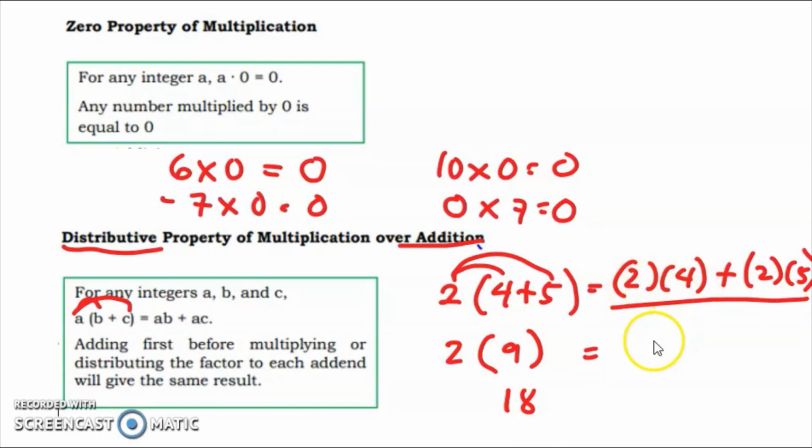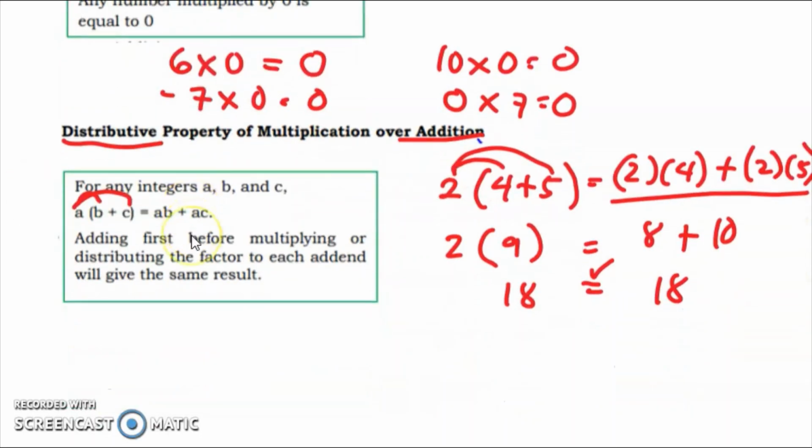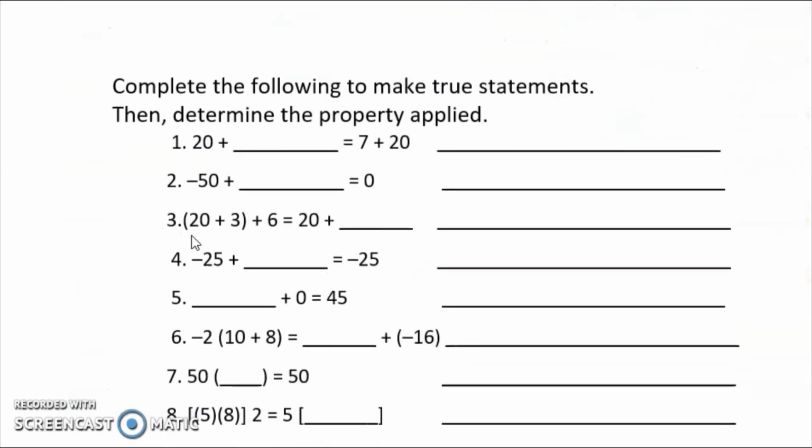Tignan natin. 2 times 4 is 8 plus 2 times 5, 10. 8 plus 10, 18. So, pareho lang sila. Kahit daw anong unahin mo, i-add mo na yung parenthesis, saka i-multiply, or i-distribute muna yung factor, saka i-add. Same lang din yung magiging sagot according to distributive property of multiplication over addition.